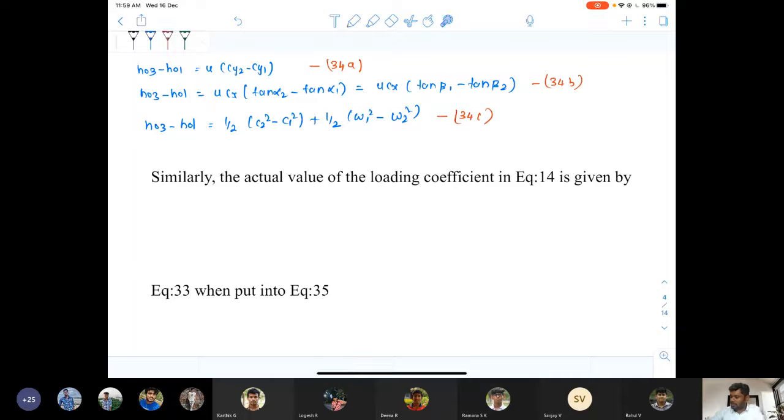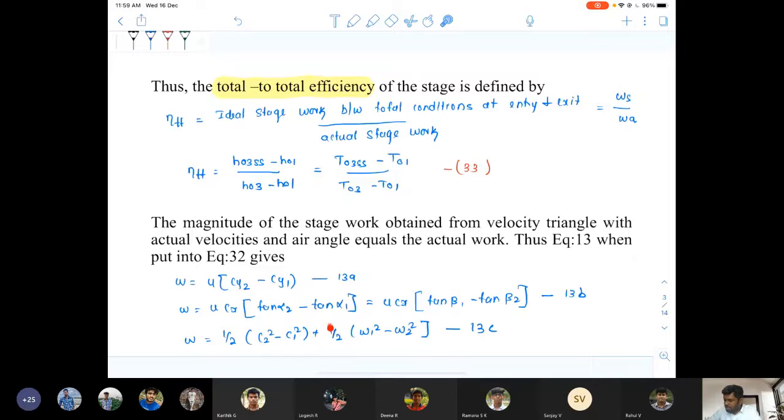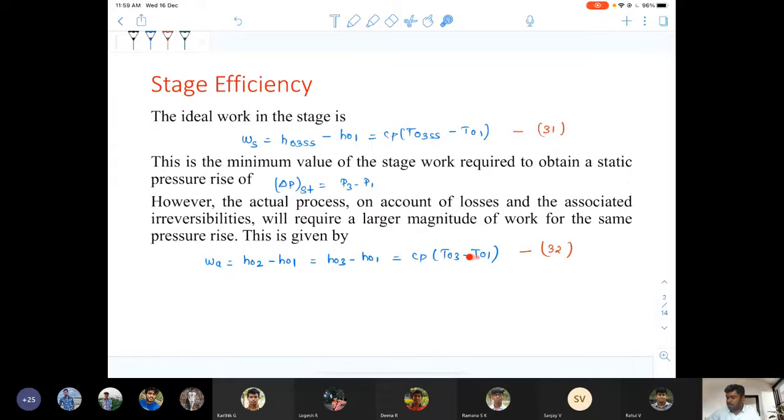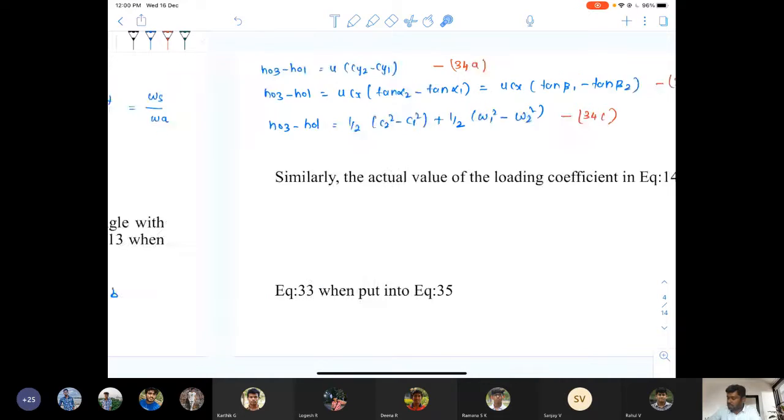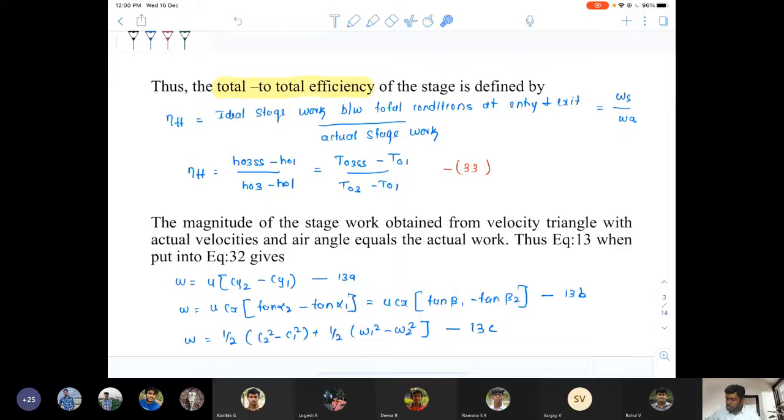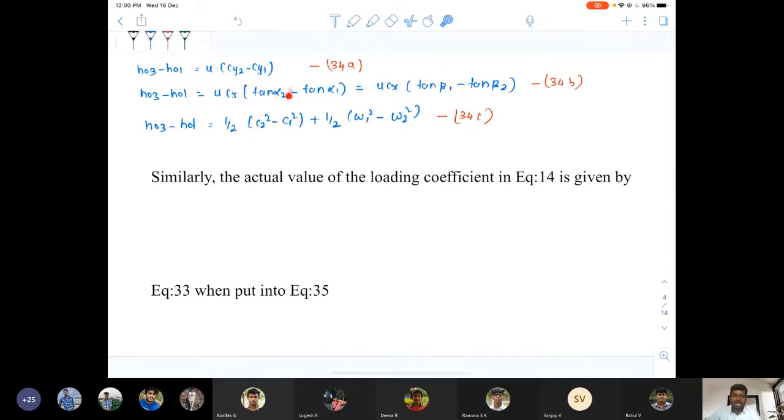That is, we have used these three equations and represented them in this equation, and we have attained another three equations, which are considered as 34a, 34b and 34c. That is, we have used this value of W is equal to U into (Cy2 minus Cy1) in this equation, and correspondingly we have used these three equations. Therefore, we have come across these three equations as 34a, 34b and 34c.